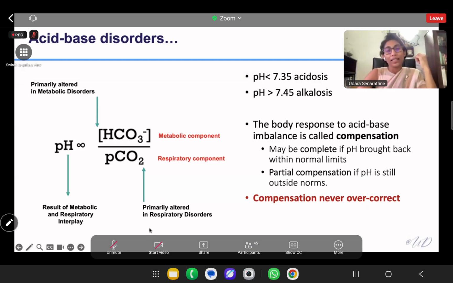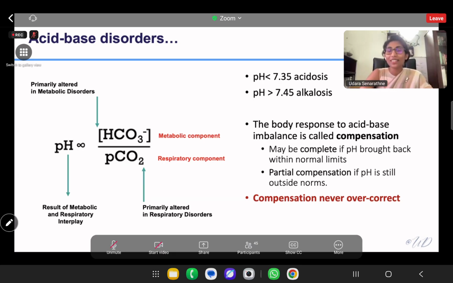Whereas if there is any respiratory disorder, that would be the respiratory component, which will be indirectly proportional to the pH. Okay, and so acidosis would be if your pH is less than 7.35. Alkalosis would be if the pH is more than 7.45. So it's going in opposite directions.